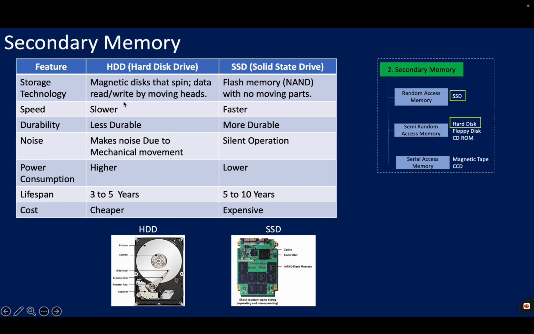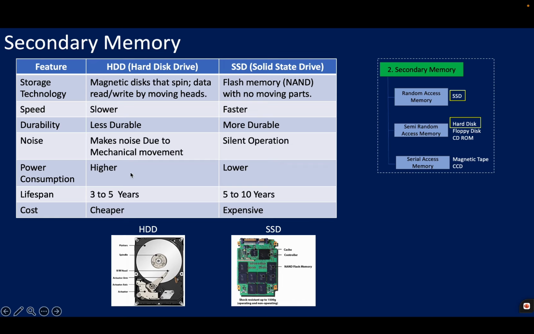By speed, hard disk drive is slower, mainly because it is limited by the mechanical movement in the design. On the other hand, solid state drive is faster, near instantaneous access. Durability is less in hard disk drive, again due to moving parts. SSD is more durable as there are no moving parts in it. HDD makes noise due to spinning platters and moving heads. On the other hand, SSD performs the operation silently.